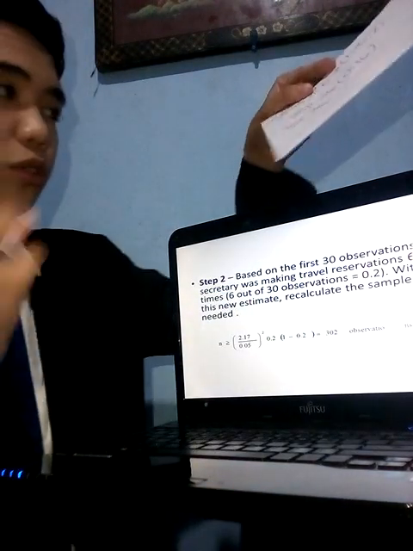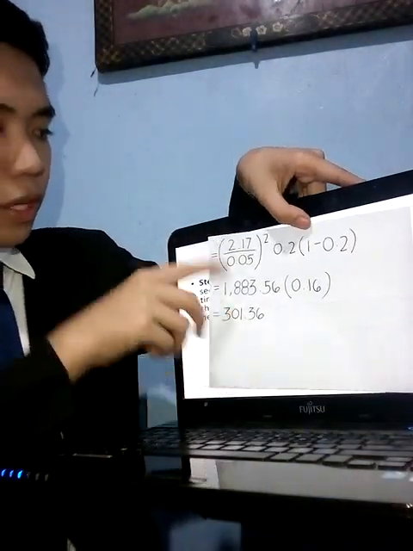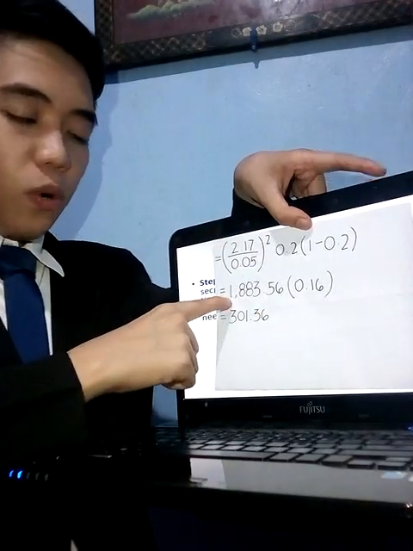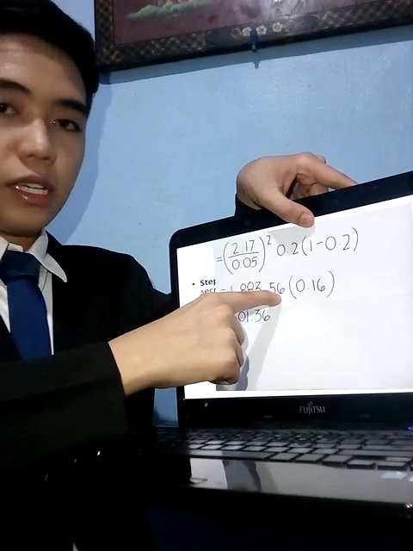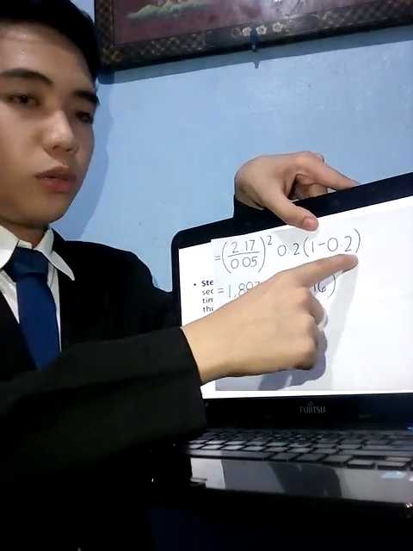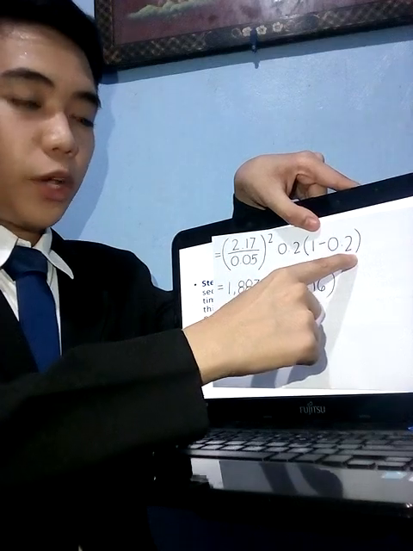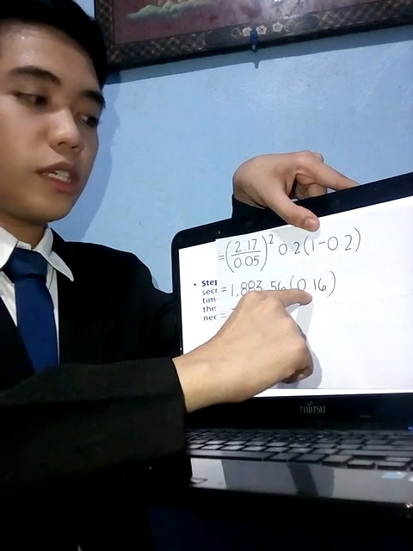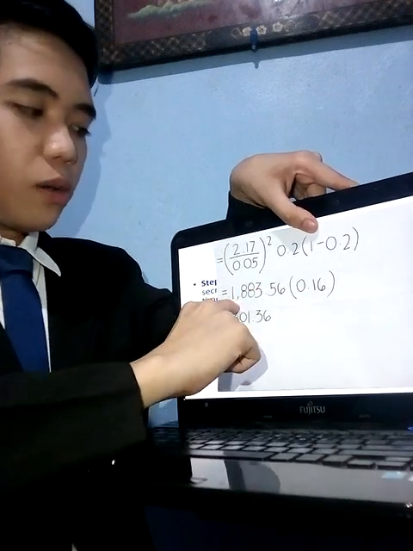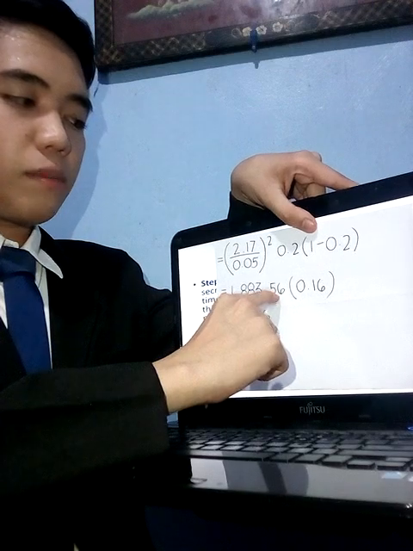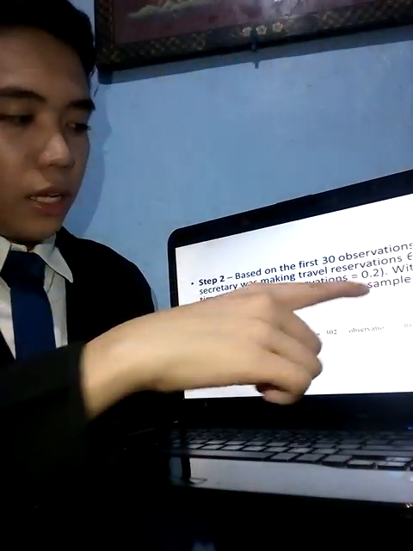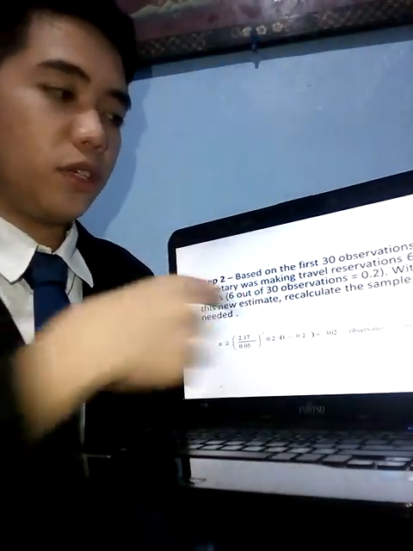To have a clearer solution, 2.17 over 0.05 squared is 1883.56, and 1 minus 0.2 is 0.8. 0.8 times 0.2 is 0.16. 1883.56 times 0.16 is equal to 301.36, and if we round it off, we will have 302 observations.